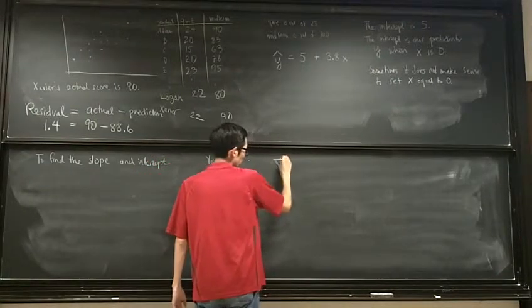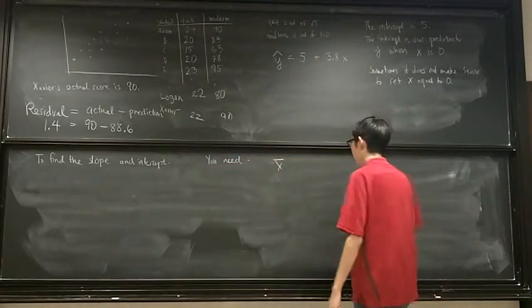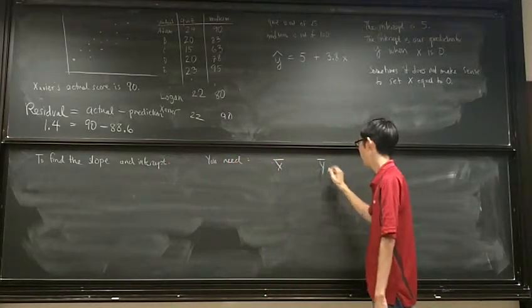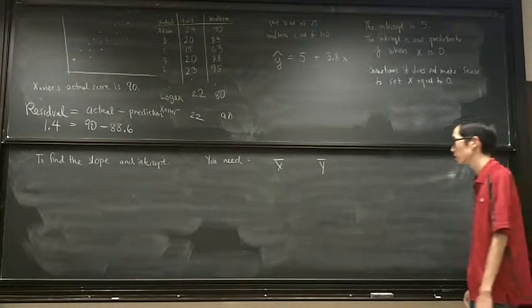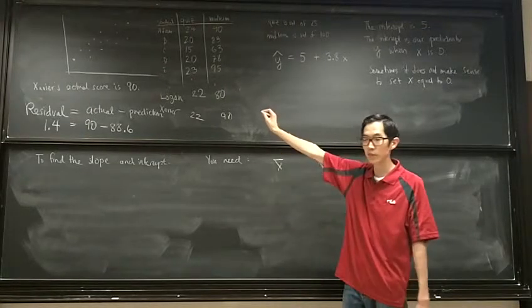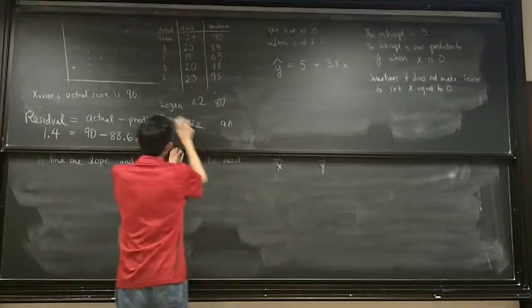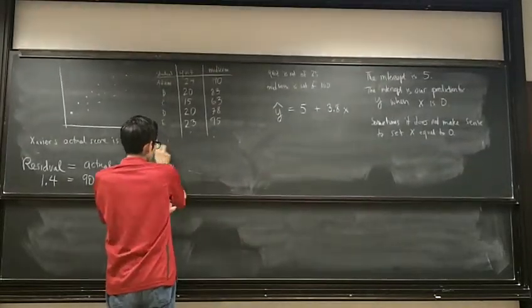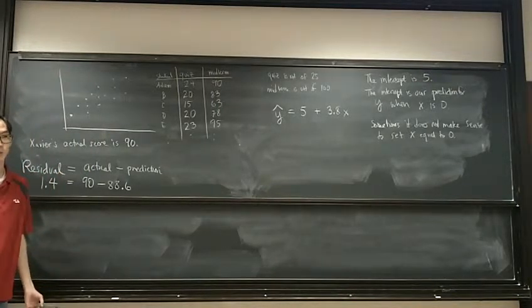X bar. What is X bar? The mean of X. And you need Y bar, which is the mean of Y. So how do we get the mean of X and the mean of Y if this is our data set? Let's just say we have these 5 students. What do we do to get the mean of X and the mean of Y?